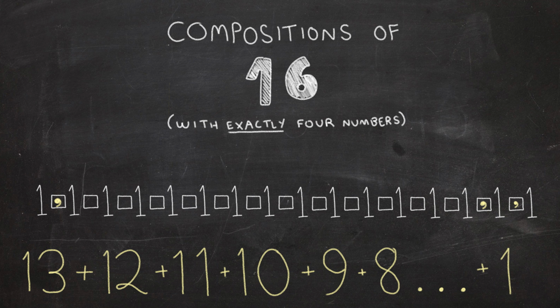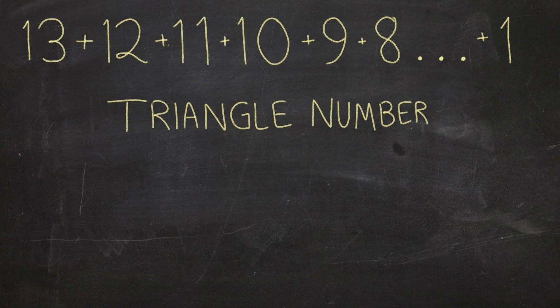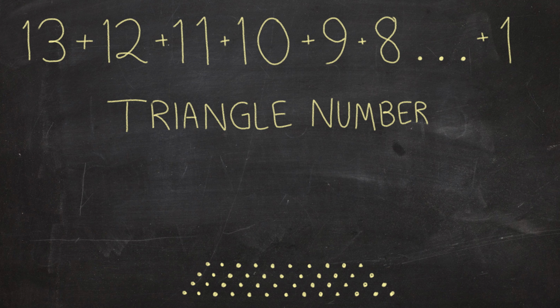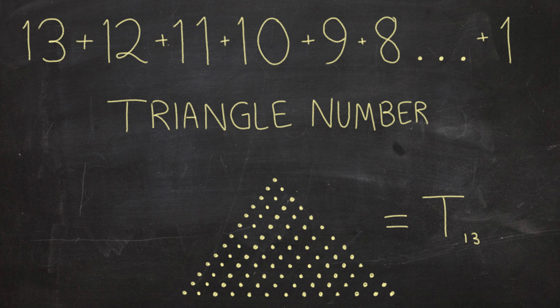And just look at this sum. 13 plus 12 plus 11 plus 10 plus 9, all the way down to 1. That's pretty interesting. That adds up to 91, and we call this type of number a triangle number. Here's why. 13 dots plus 12 plus 11 plus 10, boom, you've got a triangle. 91 is called the 13th triangle number because the sum starts with a 13. This will become important in a minute.